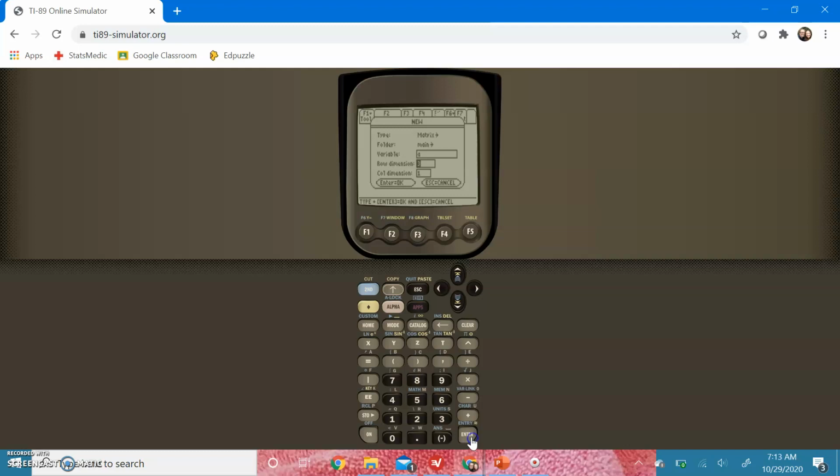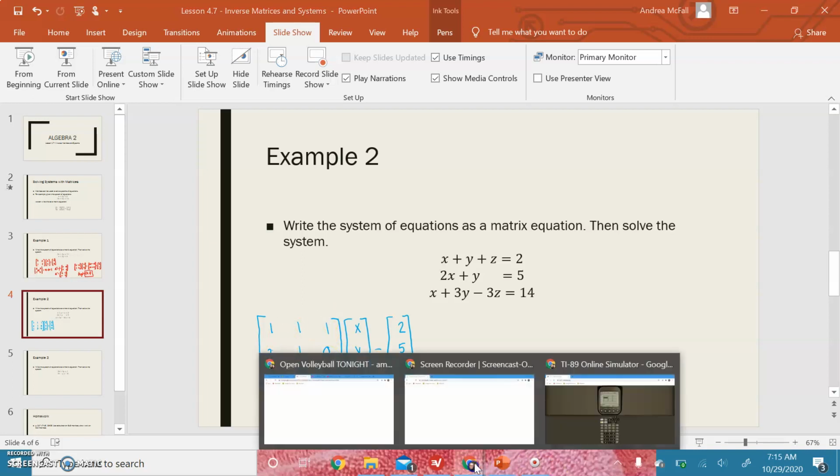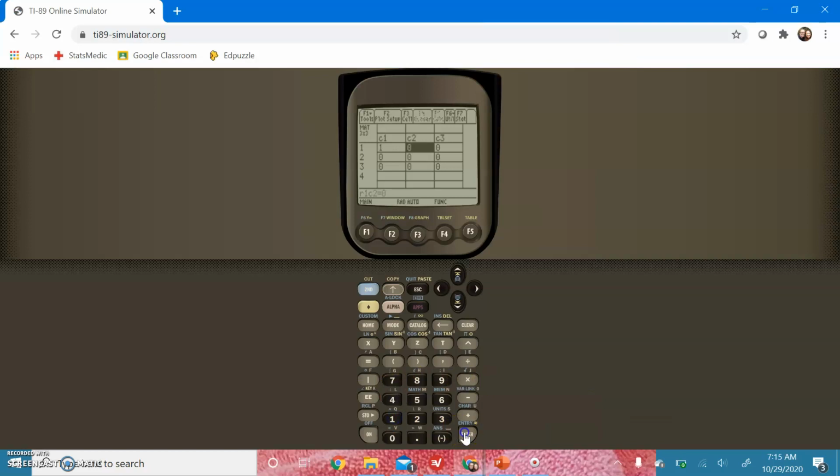And I want this to be three rows. Oops. There we go. I had hit enter too many times. So I've got a 3 by 3 matrix. So now I'm going to use what I had from my PowerPoint here. I'm going to put this matrix right here into my matrix in the calculator. So I've got 1, 1, 1, 2, 1, 0, and then 1, 3, and then I'm going to use the negative sign, negative 3. And now my matrix has been entered in my calculator, so I can click the home button.